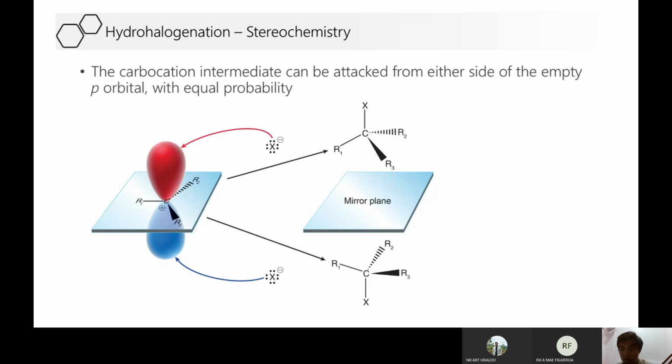However, if that carbon is not a stereocenter, then you have no R and S there. Okay? So that's it for hydrohalogenation. What else? Acid catalyzed hydration.